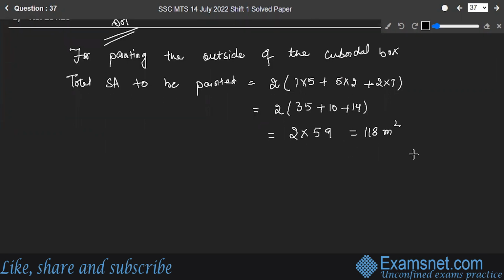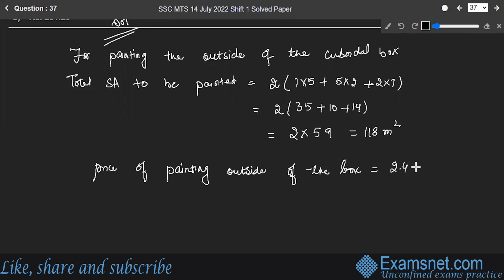And we know the rate, it is also given, right? So let's find out the price of painting outside of the box.